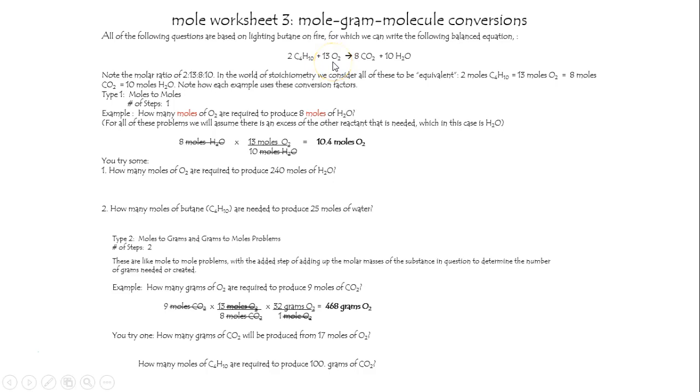Can you see how there's 26 oxygens on the reactant side? 16 plus 10 is 26 oxygens on the product side. This is balanced, at least for oxygen. Note the molar ratio of 2 to 13 to 8 to 10. In the world of stoichiometry, we consider these all to be equivalent. 2 moles of butane is equivalent to 13 moles of oxygen is equivalent to 8 moles of carbon dioxide, etc.